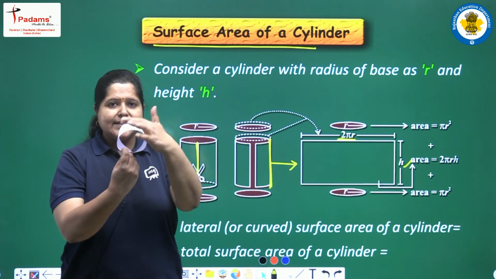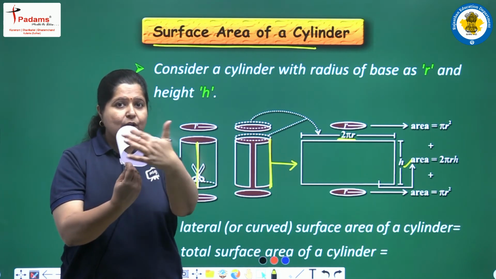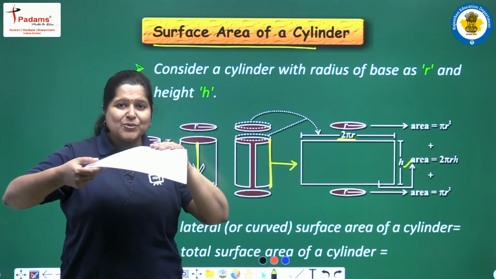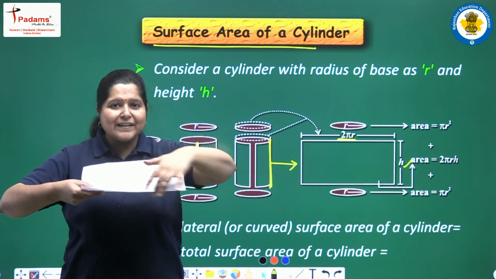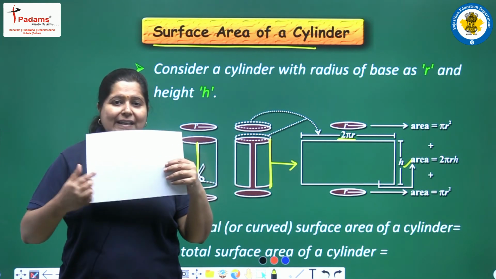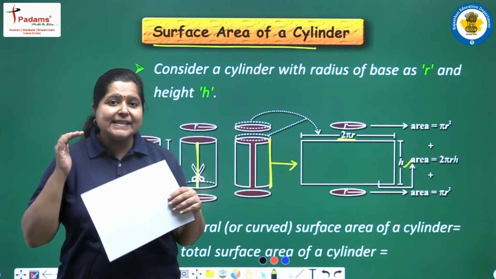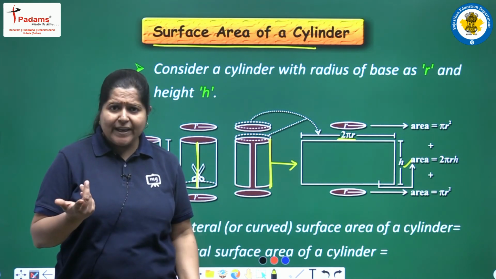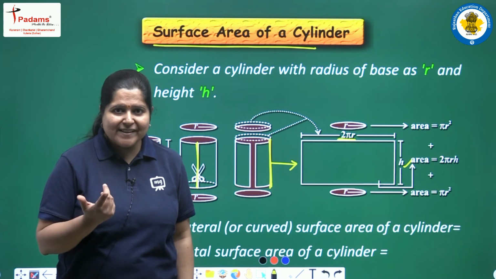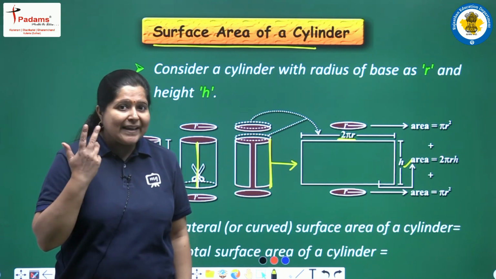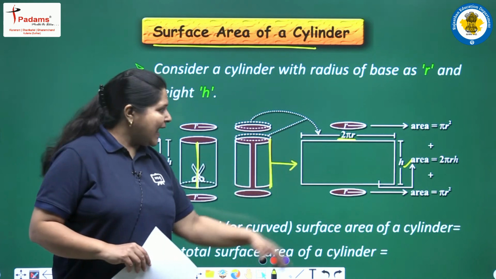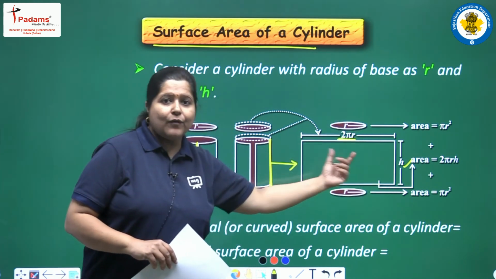this part, this one, is the circumference of the circular end, and now as we open it up it turns out to be the length of the rectangle, and so the length of the rectangle is nothing but the circumference of the circular top or the circular base, whatever you can take. And what is the circumference of a circle? It is 2 pi r, and so we have here 2 pi r as the length of this rectangle and h is the breadth of this rectangle.